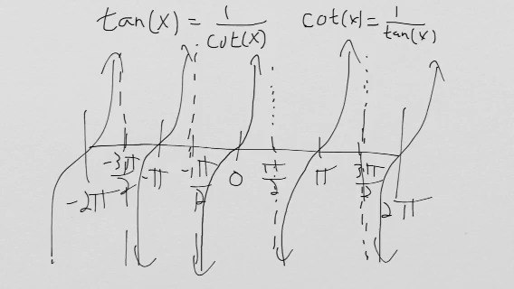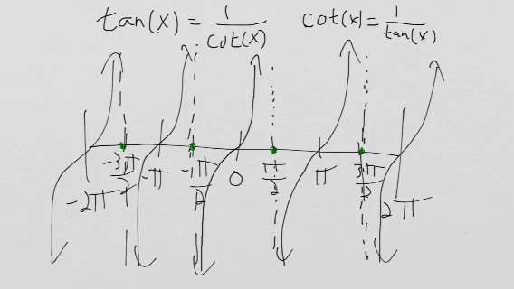Okay. So what we know about cotangent is, because tangent is 1 over cotangent, whenever cotangent's 0, that must be where tangent is undefined, because 1 over 0 means we have a vertical asymptote. So wherever there's a vertical asymptote, that must mean that cotangent is crossing through the x-axis at that point. So we can put in these zeros.